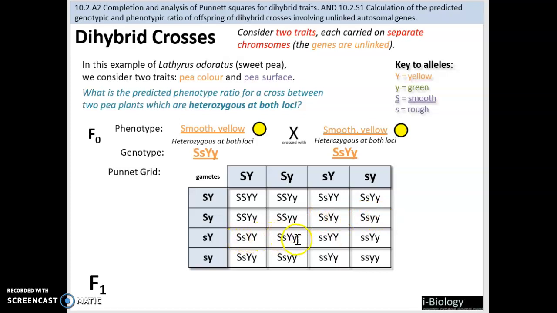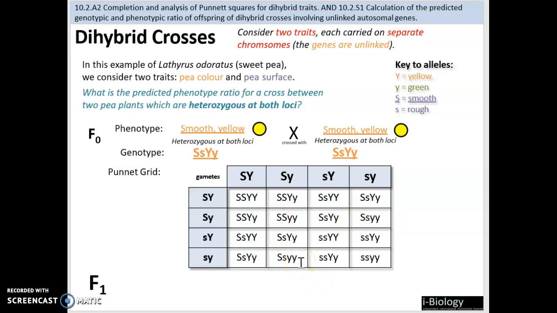Smooth and yellow. Then here, rough and yellow. Here, rough and yellow. Smooth and yellow. Smooth and green. And then we've got rough and yellow, and then finally got rough and green. I think I've said that right. I may have said this one's smooth. Yeah, smooth and green here. That's smooth and green. That one's smooth and green, and this one's smooth and green.